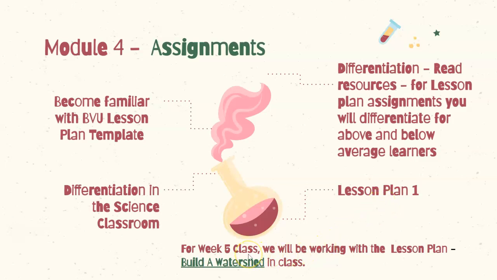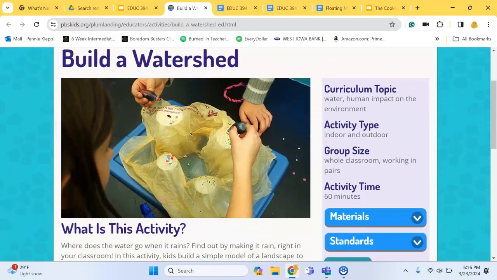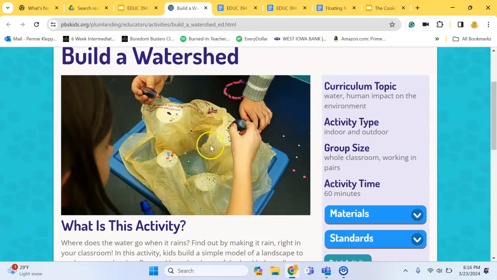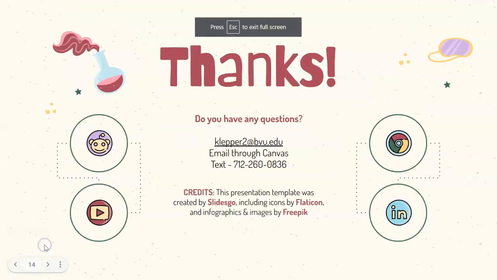And then in week 5, please please have access to this Build a Watershed. And this is from PBS Kids, really good lessons there. And make sure you have this ready to go for week 5. So that is all that we have in class.